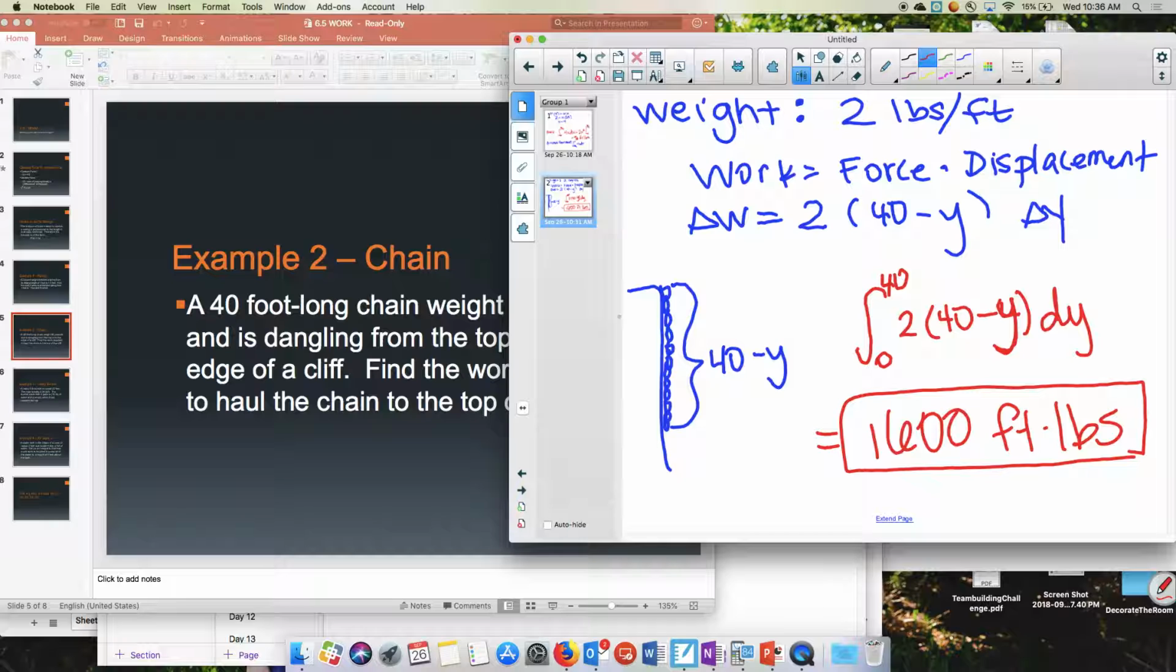Why are we having to integrate? Because our force is varying. Our force at any given moment is different. When I lifted up Gabe, his force stayed the same. He didn't lose any weight in the 2 seconds that it took me to lift him.